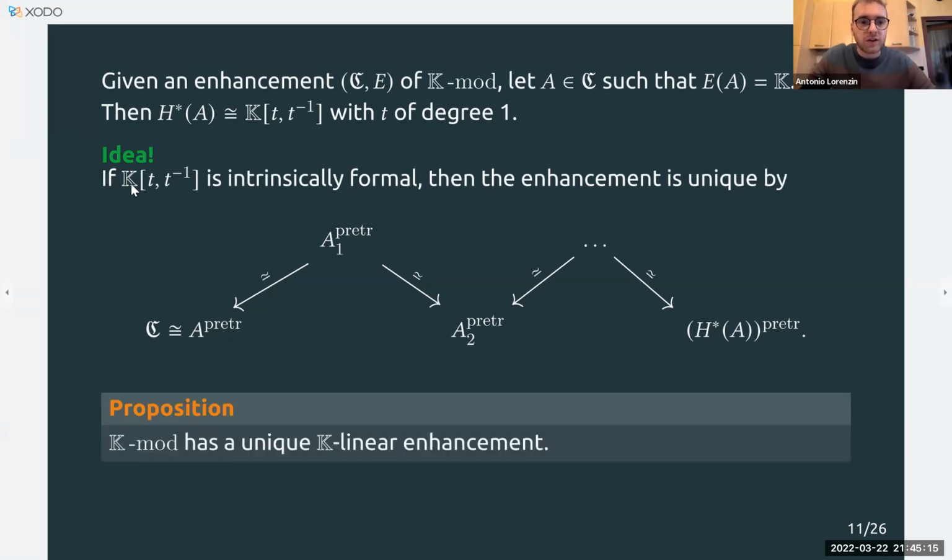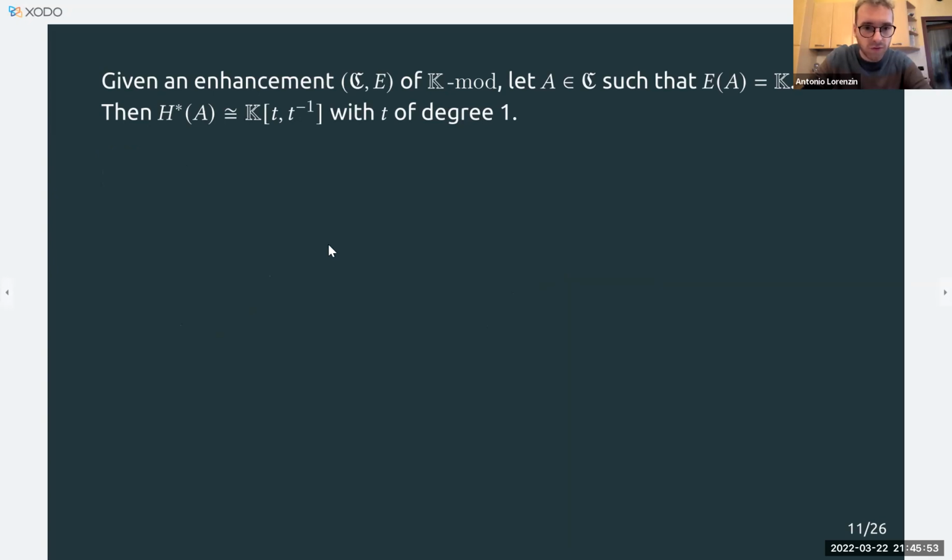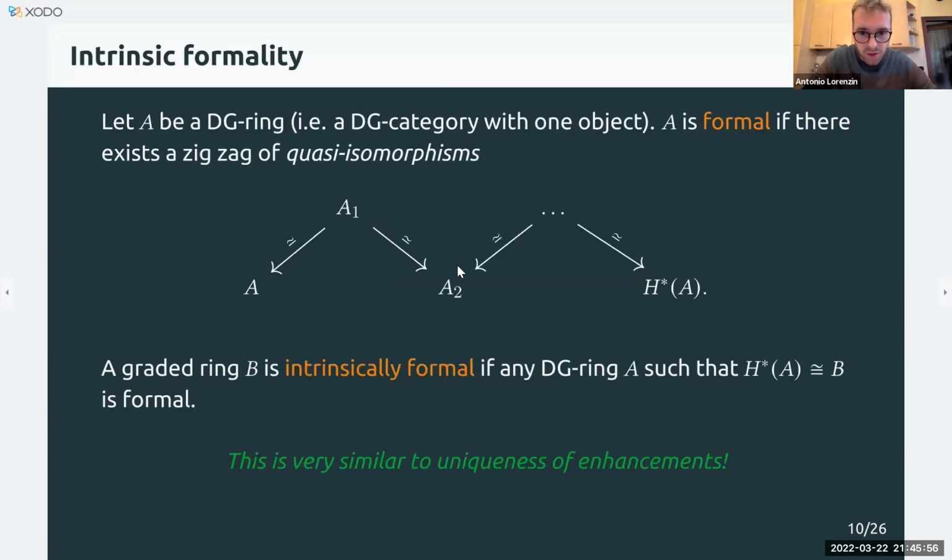In fact, we can definitely prove that KT-1 is intrinsically formal, so K mod has a unique K-linear enhancement. Also, let me point out that we know that KT-1 is not intrinsically formal if we consider linearity over Z by the theorem of Schlichting, because at that point, we will have different enhancements. Yes, A1 and A2 are the DG rings we have defined here, okay?